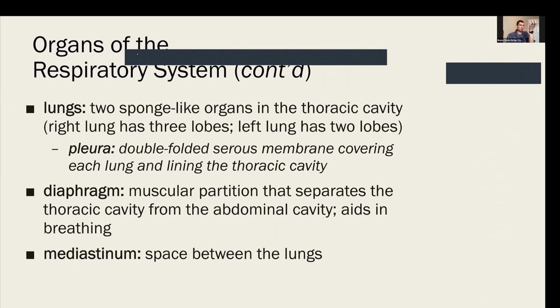Diaphragm, we talked about, a huge muscle. It actually separates your thoracic cavity from your abdomen, but it's a huge muscle that pulls down in order to create that vacuum and that suction. And then the mediastinum is just a kind of a fancy word for that spot right in between the lungs, and it holds the heart and the aorta inside of it.